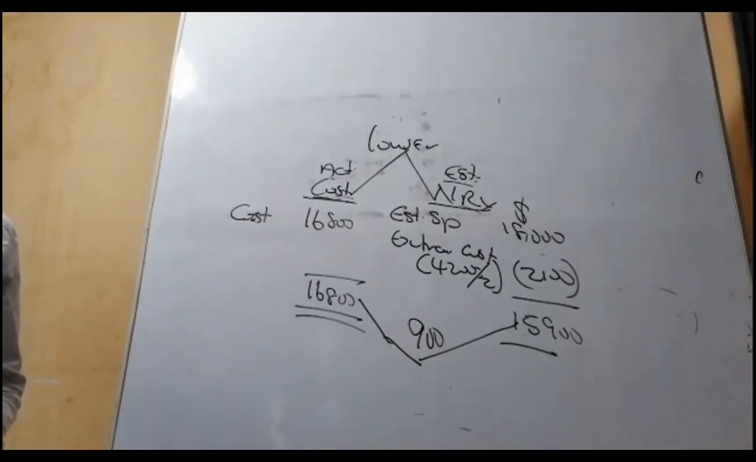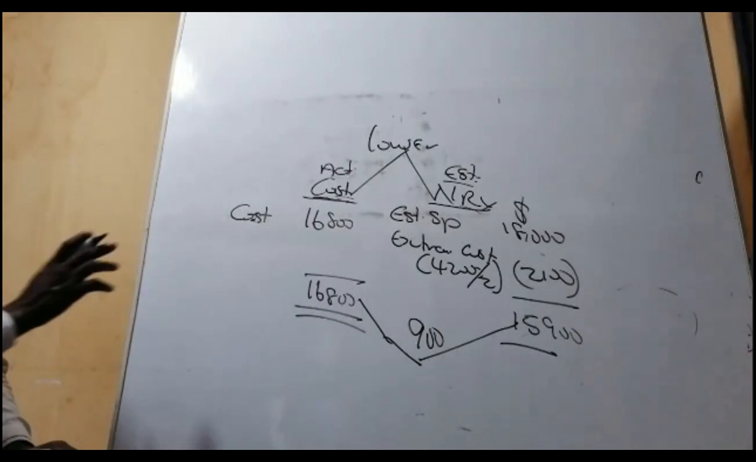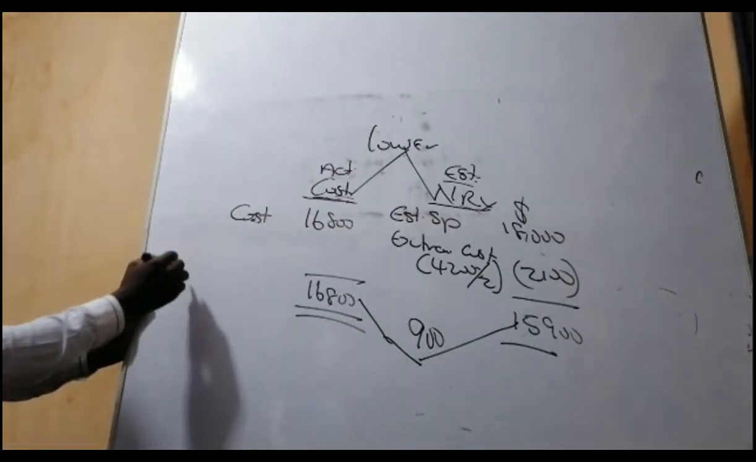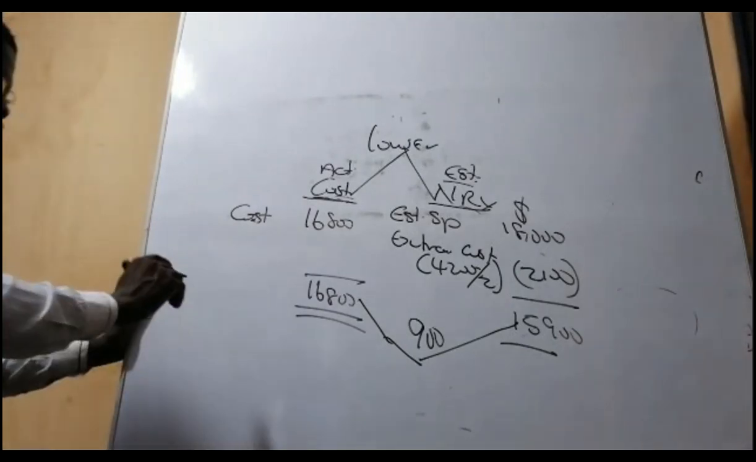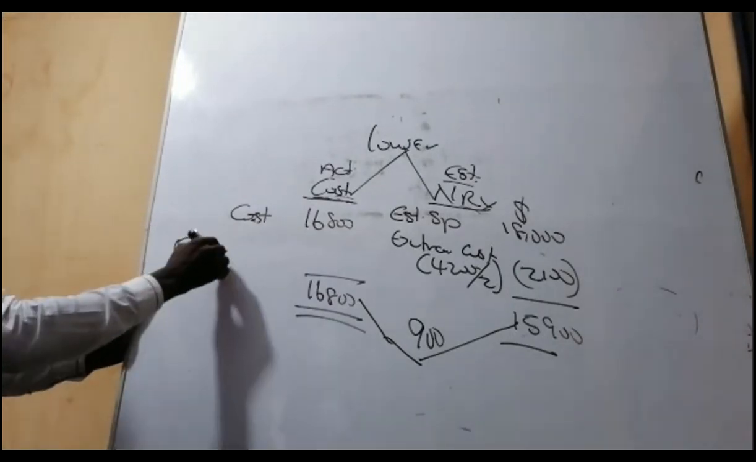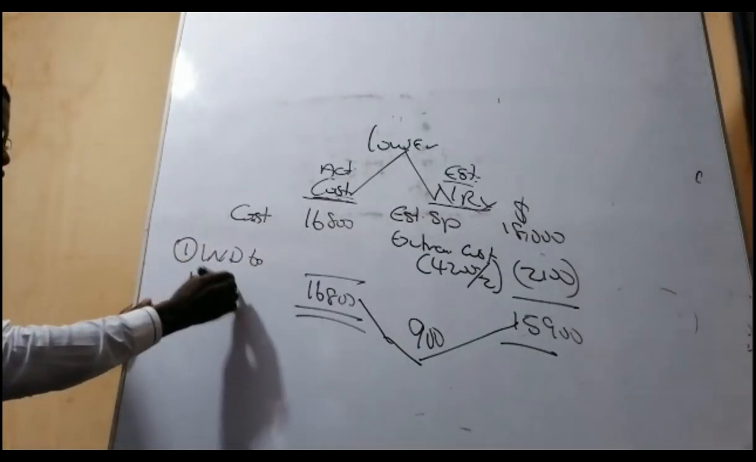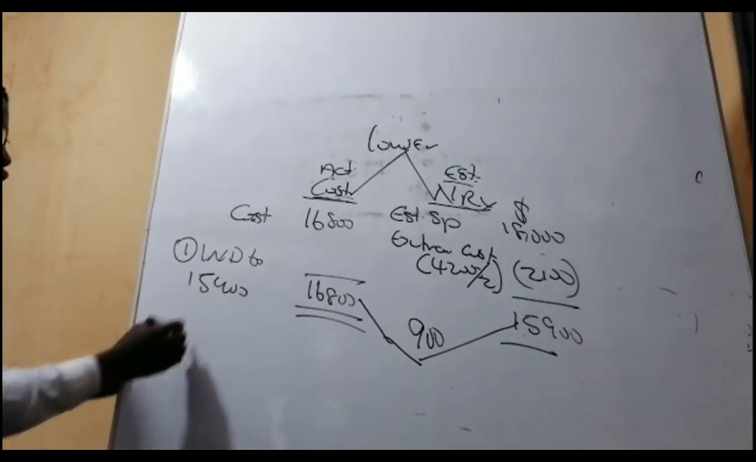The inventory is 900. No, the written down value. So what do we do? This will be the interpretation. It means that the inventory must be written down to... so interpretation number 1: it must be written down to 15,900, or written down by 900 Ghana cedis.